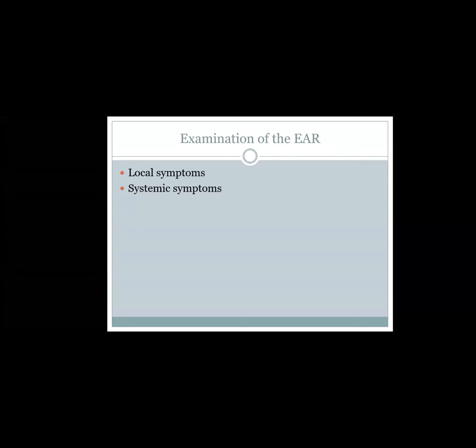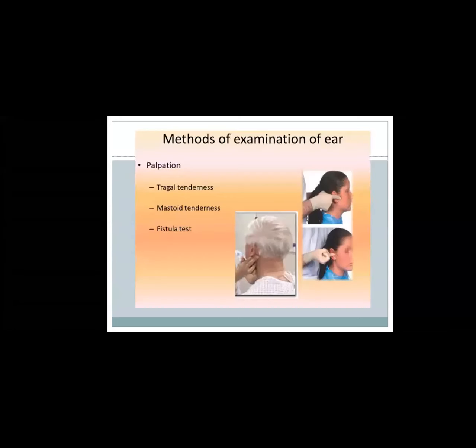I've given a basic idea about the ear, nose and throat. Now today we will go to the examination of the ear. As I told you, the ear may have local symptoms and it may also have systemic symptoms. For any organ there is a method of examination. You have to sit comfortably with the patient, the examiner at one arm's distance, in a comfortably seated position.